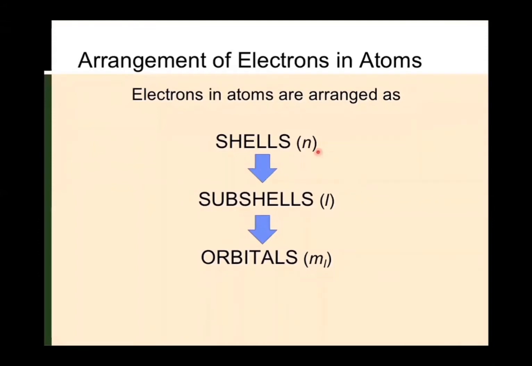Anyway, the shells are, for example, n equals 1 or n equals 2. Usually whenever we're talking about this, we give the example of the hydrogen atom, but other atoms also have the same sort of arrangement. So l can be any value from 0 up to n minus 1. Then the orbitals are going to be ml, where it goes from minus l through 0 to plus l.